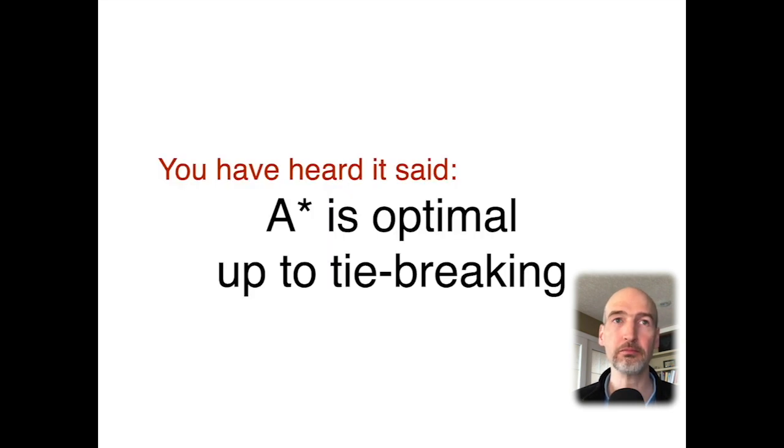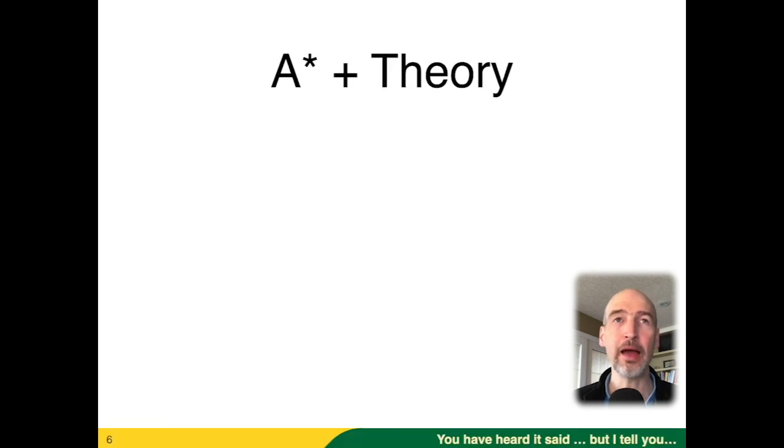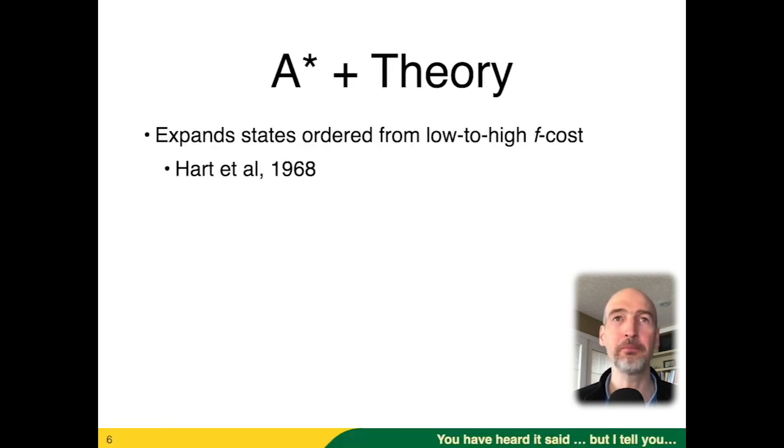Now you may have heard it said that A* is optimal up to tie breaking. That's the first thing we're going to look at today. If we go back and look at the original A* paper and some of the theory in there, we'll describe what these F-costs are in a minute if you don't remember that. A* looks at states from low F-cost to high F-cost and expands them in that order, so that when it finds the goal with a higher F-cost, it'll have already proven that no smaller F-costs exist to that state.